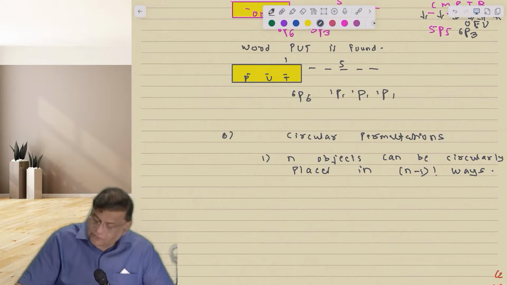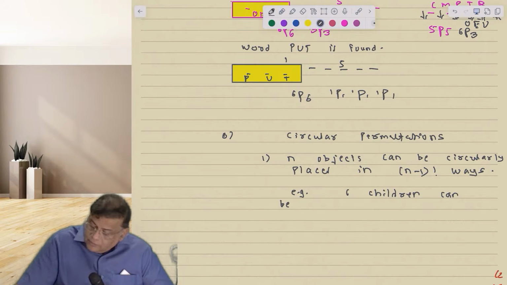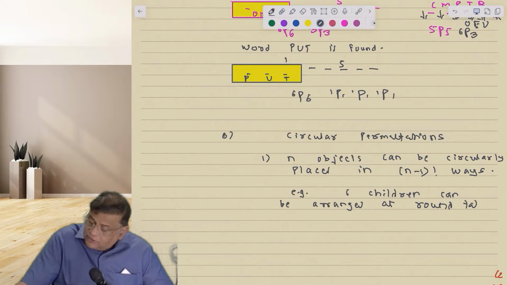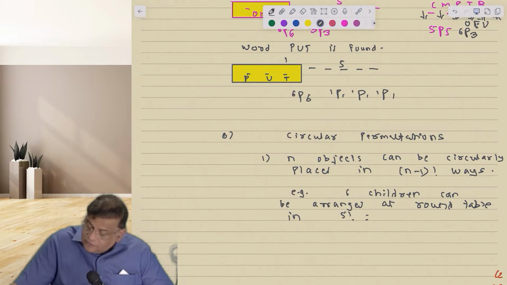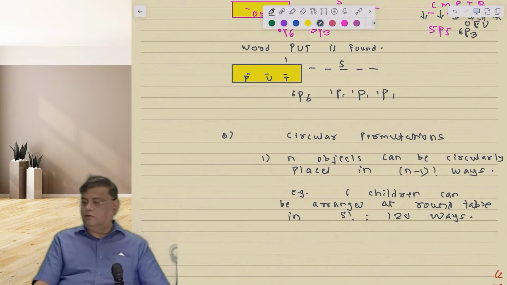So for that matter, 6 children can be arranged at a round table in 5 factorial, which is equal to 120 ways. Clear?